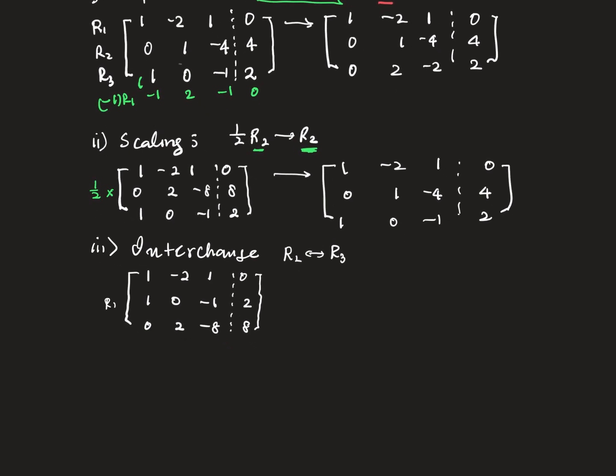Here is R2, here is R3. R1 does not change. R2 becomes R3: this one goes here, so 1, 0, -1, 2. And this one goes to R2: 0, 2, -8, 8.